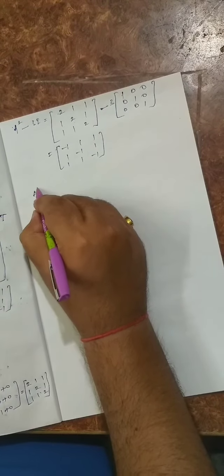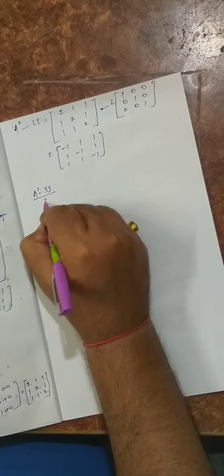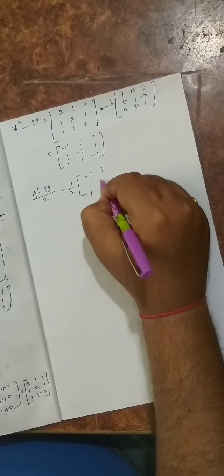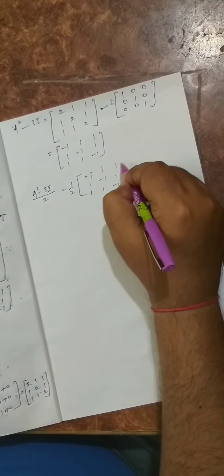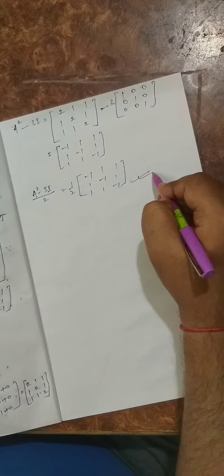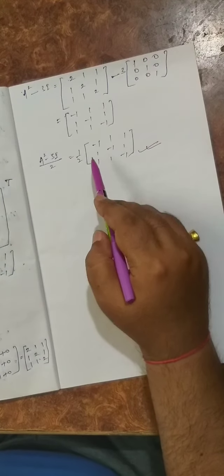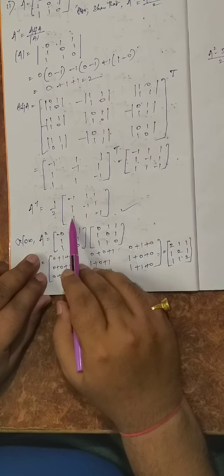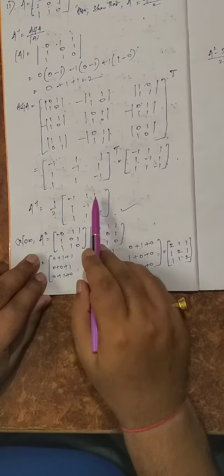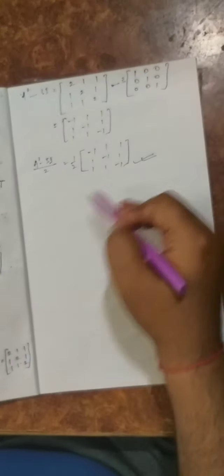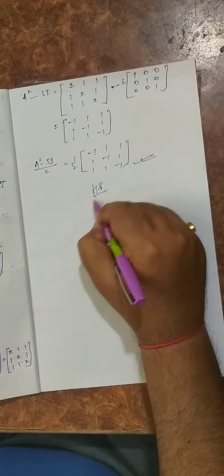One more thing, you have to check A square minus 3I by 2, that is half times minus 1 1 1, 1 minus 1 1, 1 1 minus 1. So at the end you are getting the result to be half into this matrix, and the value of A inverse is half times minus 1 1 1, 1 minus 1 1, 1 1 minus 1. Yes, I have checked the result. Both results were the same, as proof.